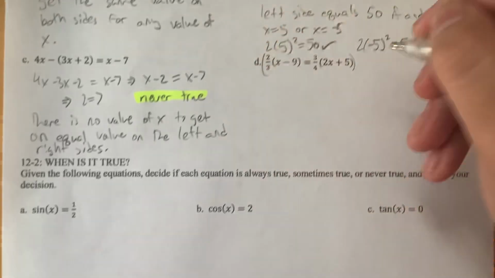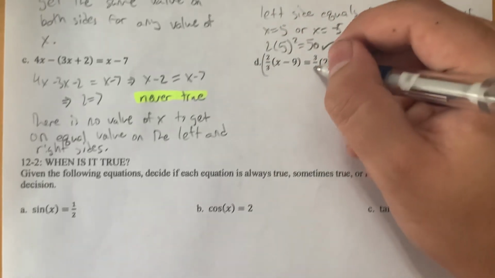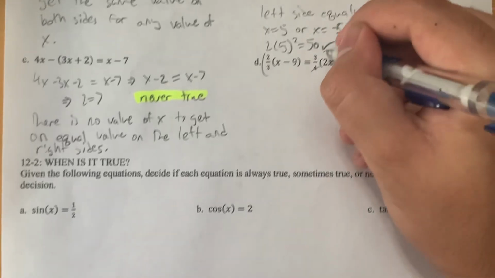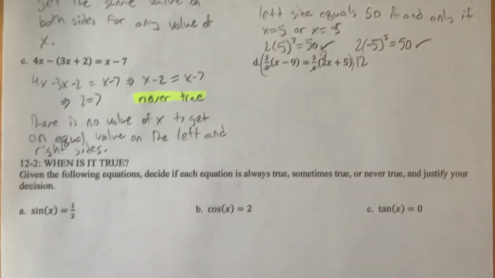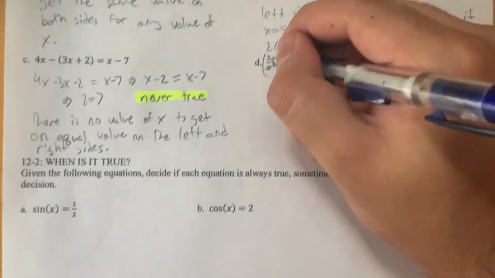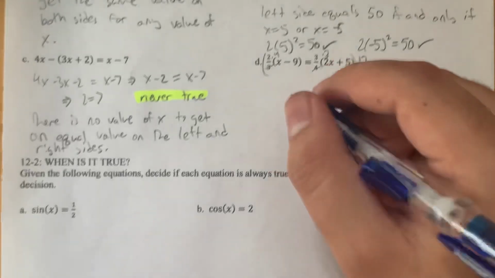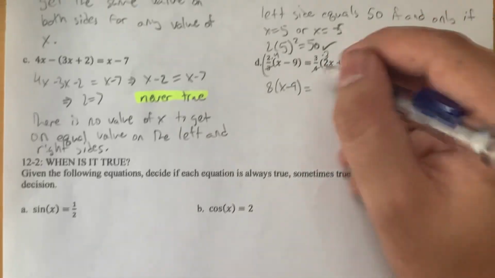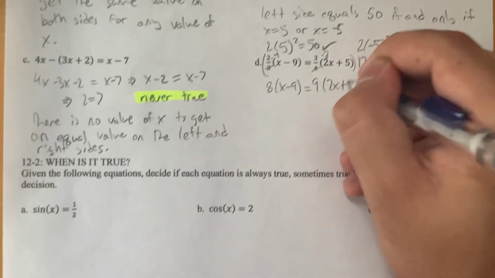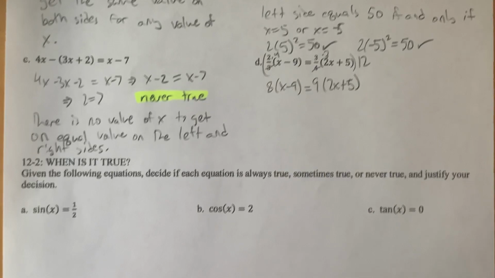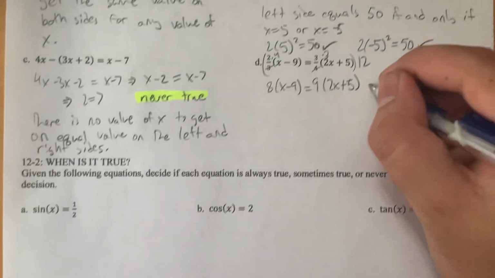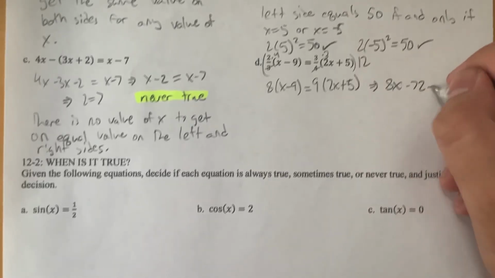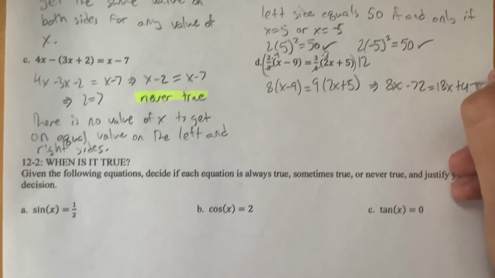So this whole thing is gonna be multiplied by 12. I know that the 4 disappears, and I'm left with 3 times 3, and then the 3 disappears, and I'm left with a 4 times 2. So when I bring it down, I get 8x minus 9 equals 9, 2x plus 5, right? And then distribute after that. I'm gonna get 8x minus 72 equals 18x plus 45.